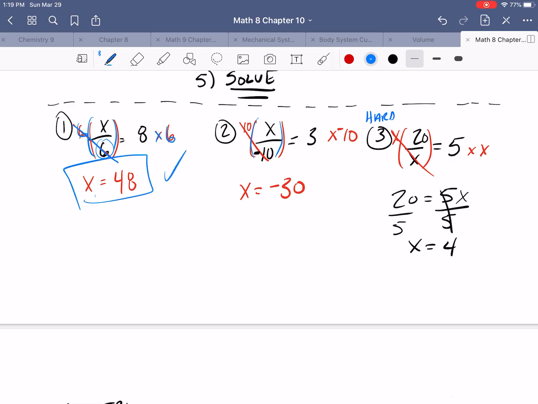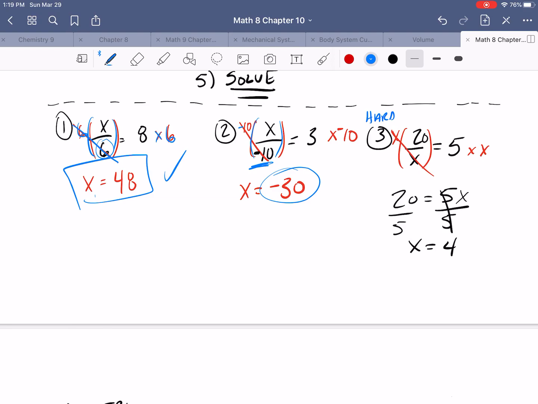Same thing here. Here's an interesting piece here. Negative 10 is on the bottom. So we need to multiply by negative 10. And so 3 times negative 10 is actually negative 30. So even though this number on the bottom is negative, we still got to multiply by negative.